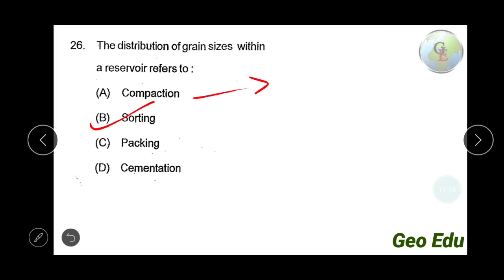Compaction is just that, due to pressure, the density of rock will increase and the volume will decrease. Packing refers to the distribution of grains and intergranular spaces in a sedimentary rock. And cementation is the filling of the pore spaces with additional material, like hydrothermal solution or some other deposit. So here the answer will be sorting.